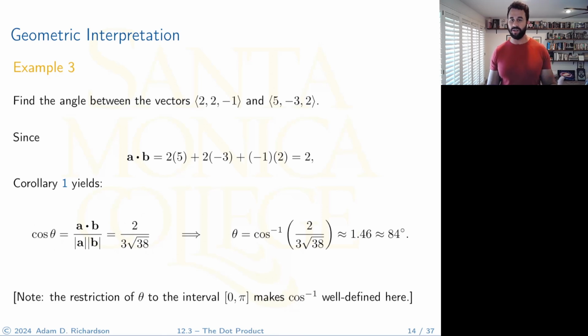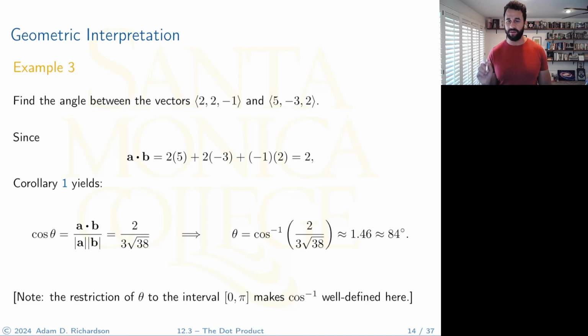And here's where we're going to use arc cosine or inverse cosine. So now what you can do is you can take the inverse cosine and you get that theta is equal to arc cosine of 2 over 3 root 38. This is about 1.46 radians or about 84 degrees.